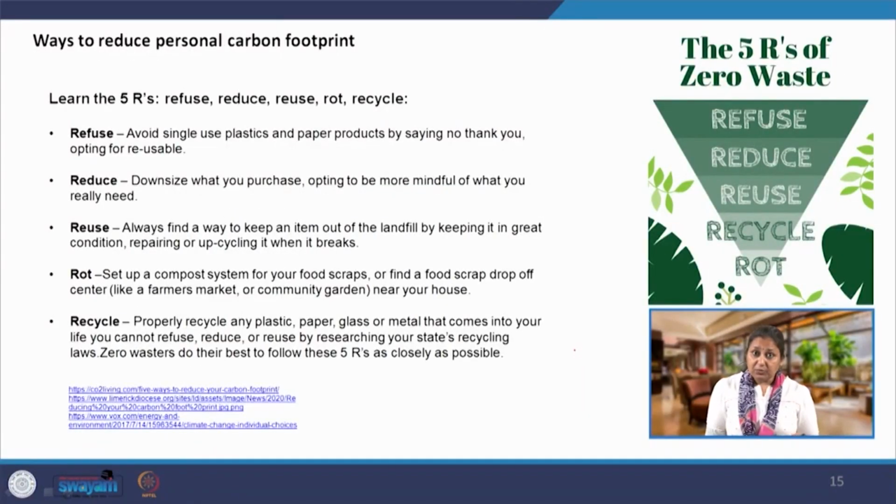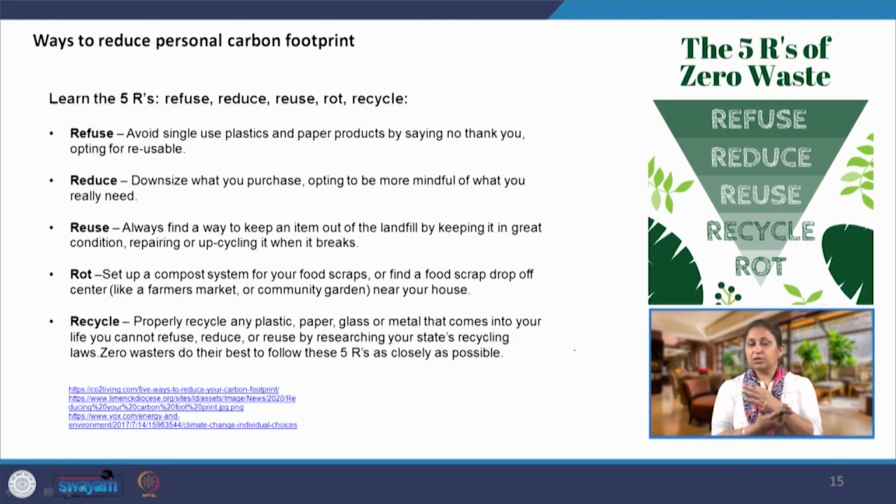And personally, what we can do, all of you must have already known, you must have read everywhere, we have to refuse, reduce, reuse, rot and recycle. So, what do we refuse? We refuse products such as single use plastics, which directly go to the wastelands, and we have already seen how wastelands are contributing towards greenhouse gas emissions. Reduce, we downsize the purchase. If I need one, I purchase only one. I do not purchase anything that is extra or unnecessary or might not be needed.